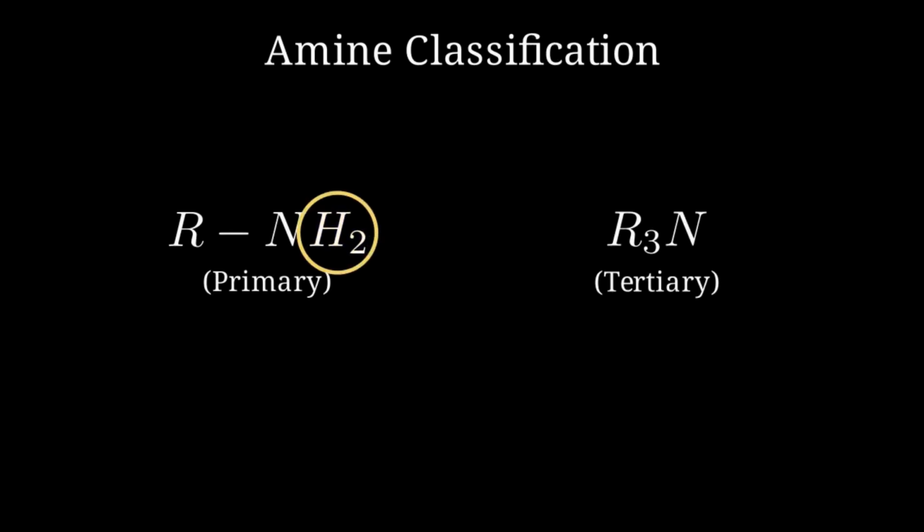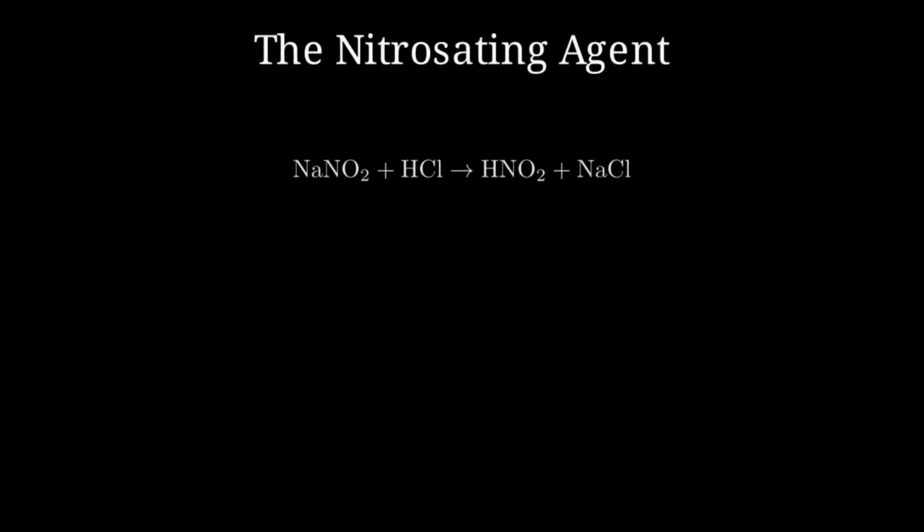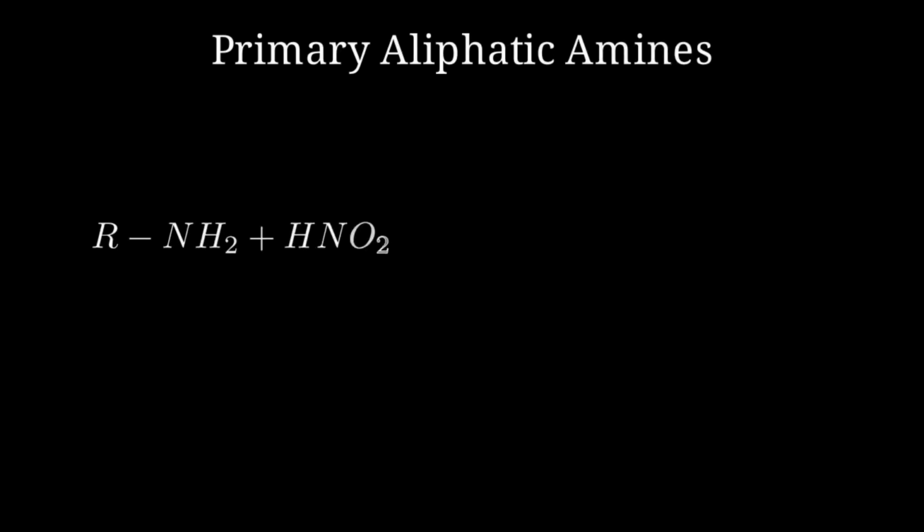Primary and tertiary amines follow completely different chemical paths, resulting in visible differences that chemists use for identification in the laboratory. The active species in these reactions is the nitrosyl cation, NO+. This electron-poor electrophile attacks the lone pair of electrons on the nitrogen of the amine, initiating a series of complex molecular transformations.